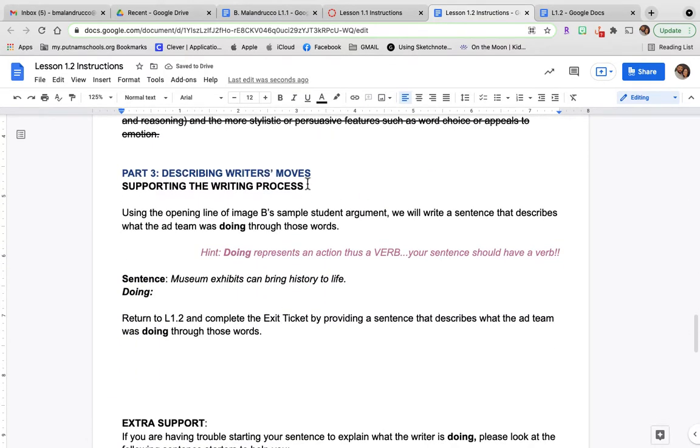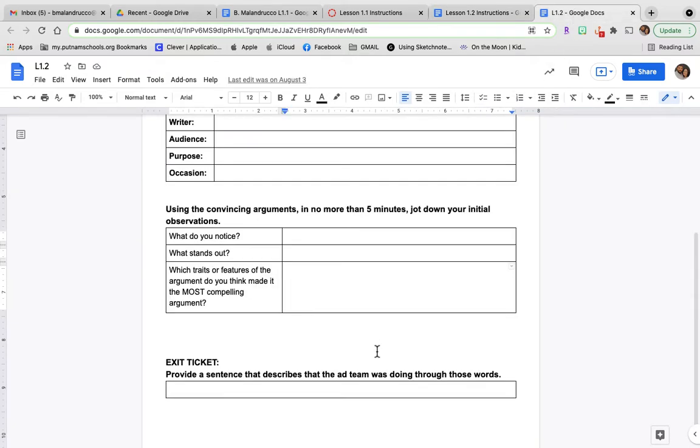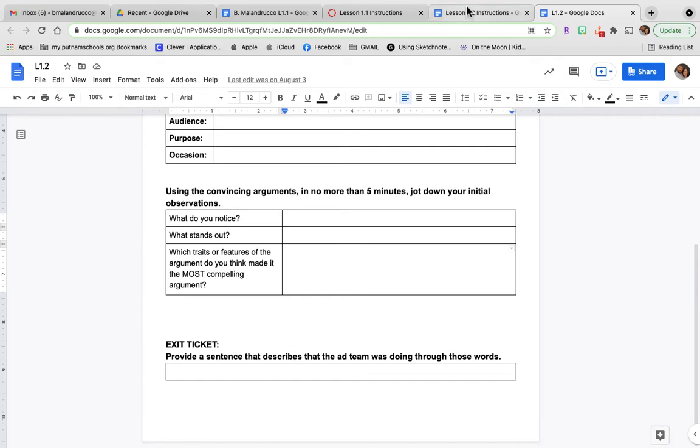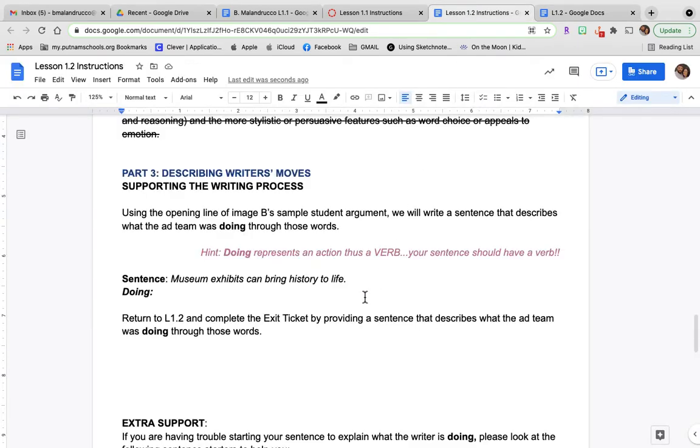Part 3, describing a writer's moves. Supporting the writing process. Using the opening lines of Image B's sample student argument, we will write a sentence that describes what the ad team was doing through those words. Now, this is not in your assignment. Notice, this is me teaching you how to do that last part. Hint, doing represents an action, thus a verb. Your sentence should have a verb. So here's an example of that.